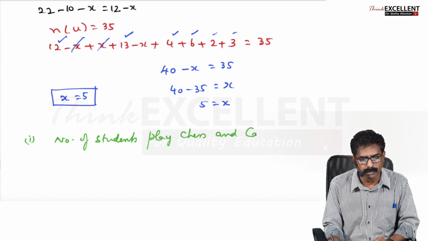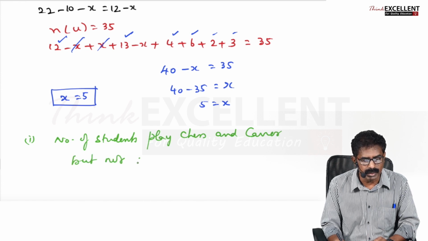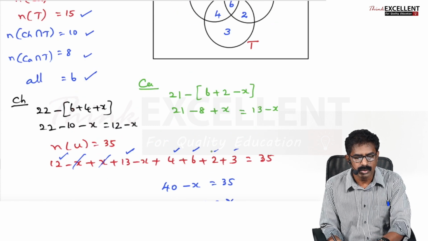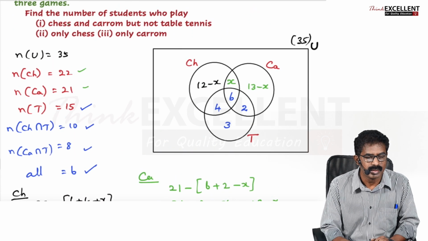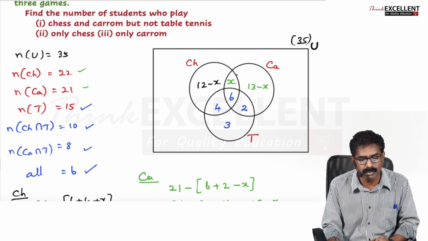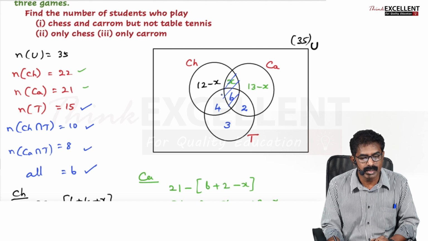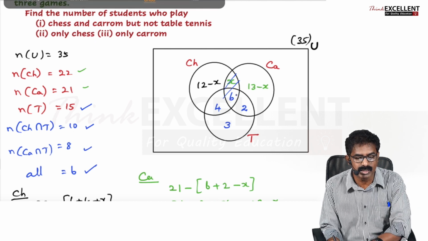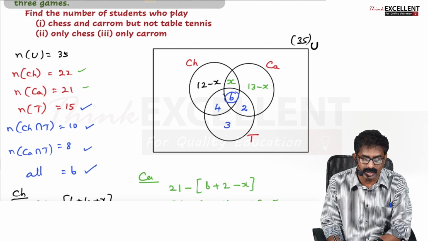Chess and carom but not table tennis. So listen, which portion will come? They play what? Chess and carom. Chess and carom is this full portion, but not table tennis. So that means the 6 should not come. The 6 play all the 3, right?